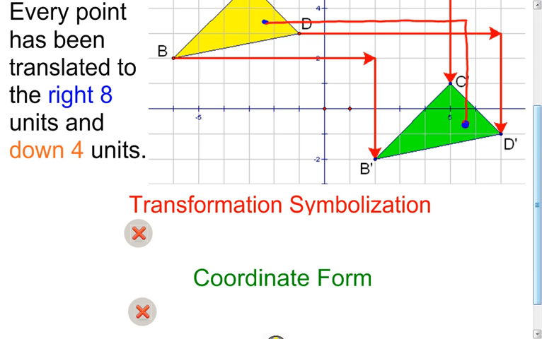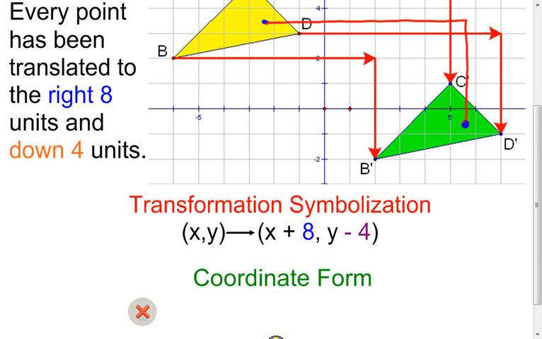The first is what I refer to as the transformation symbolization. What this is telling you is, for every point, call it (x, y), the new coordinate is going to be (x + 8, y - 4). So whatever the x value was, add 8 to it. Whatever the y value was, subtract 4.